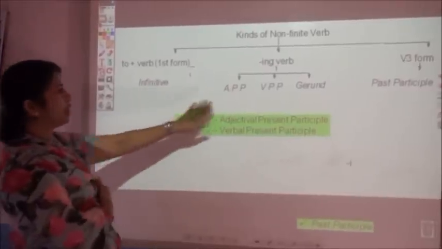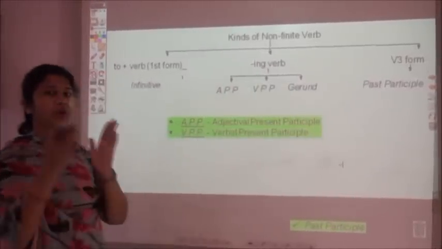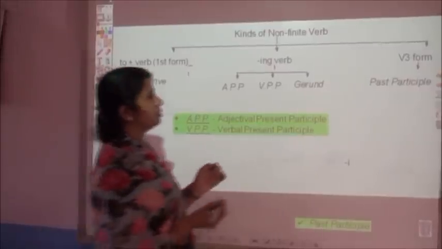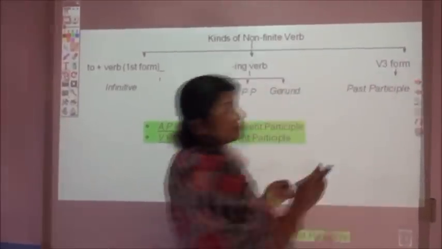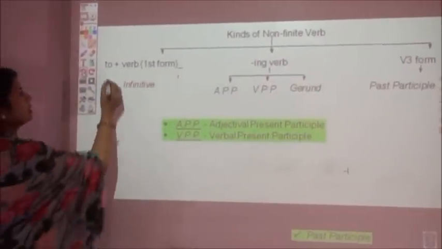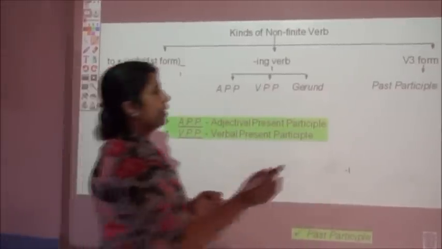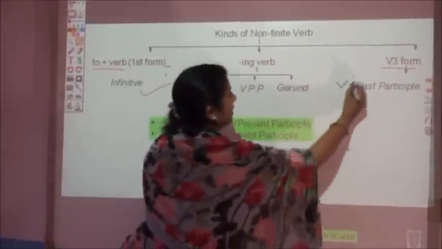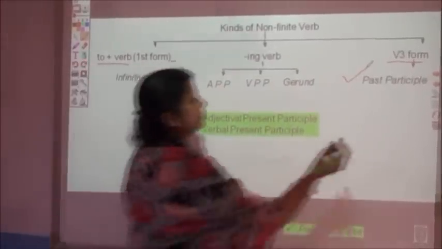Okay. Now kinds of non-finite verbs. See, there are mainly 3 kinds of non-finite verbs. We are going to discuss each one in detail now. Okay. First of all, we are going to see to plus verb and V3. That means infinitives and past participle. Okay.